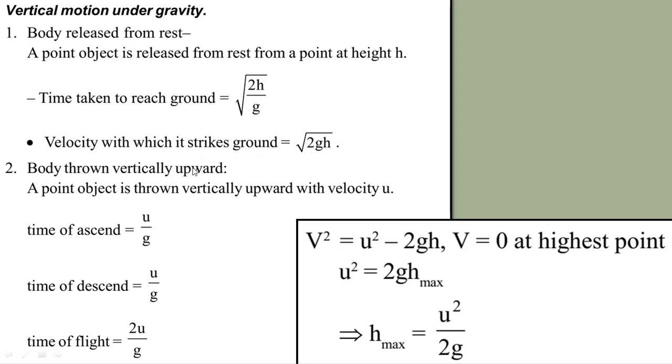Second, a body thrown vertically upward. A point object is thrown vertically upward with velocity u. Time of ascent is u divided by g, time of descent is u divided by g, and time of flight is equal to 2u divided by g. v² = u² − 2gh. v is equal to 0 at the highest point. Final velocity is 0, initial velocity is u. So u² is equal to 2gh max, so h max is equal to u² divided by 2g.